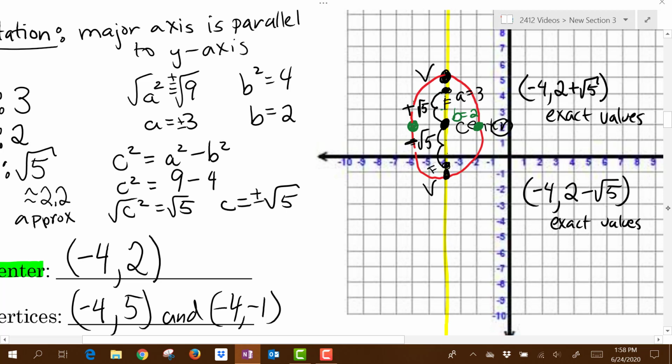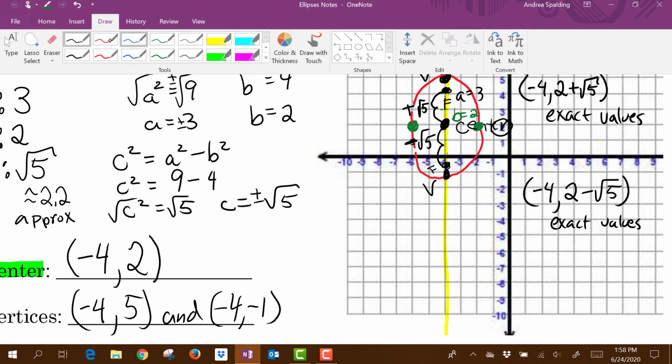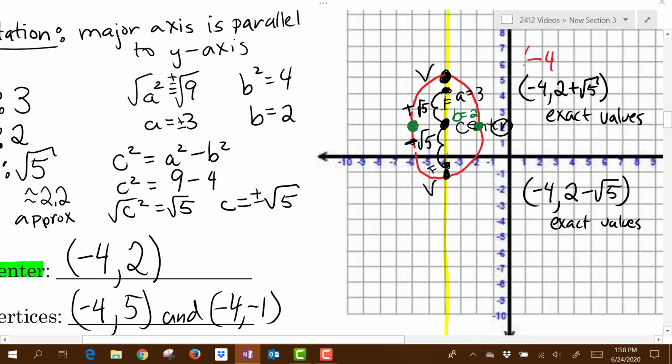Okay. Now what about the approximations? What if I just wanted to know approximately what these values are? Let's play around with that a little bit too. Well, the x value is still negative 4. The y value would be 2 plus, remember, square root of 5 we said was about 2.2. So it would be 2, that's the y value here, adding 1, 2, and then 0.2. So that would be about 4.2, approximately. So that's our approximation. So that makes sense. If I start with a y value of 2, and then I add 2 and a little bit more, that's 4.2 for that y value.